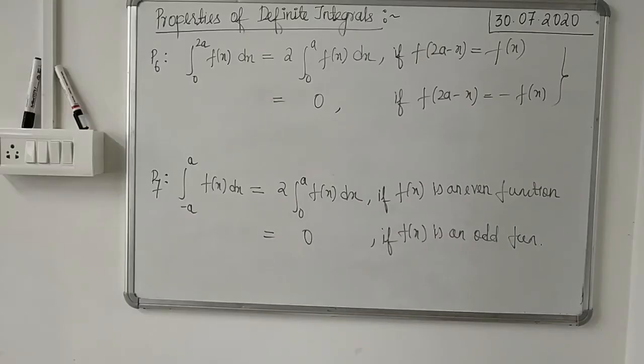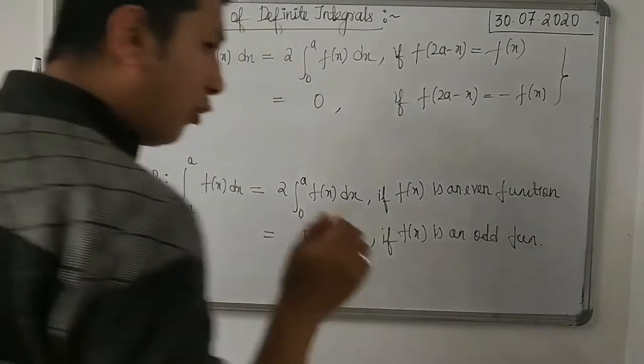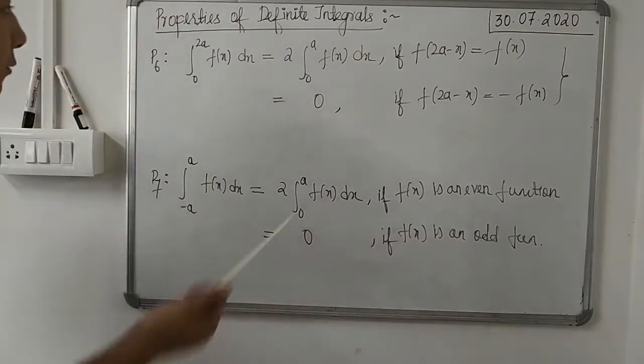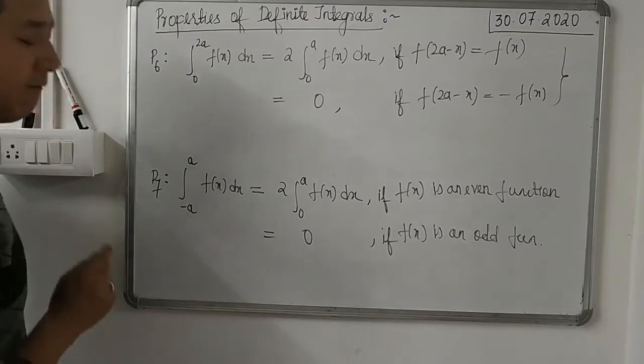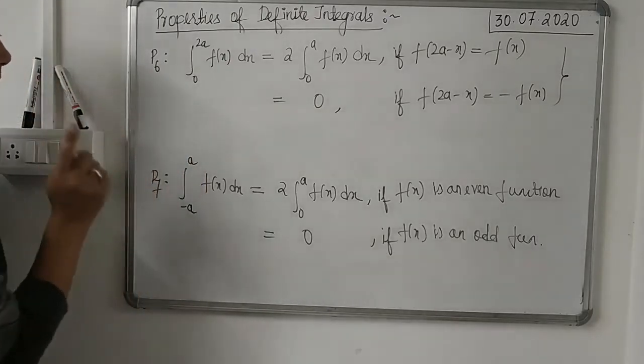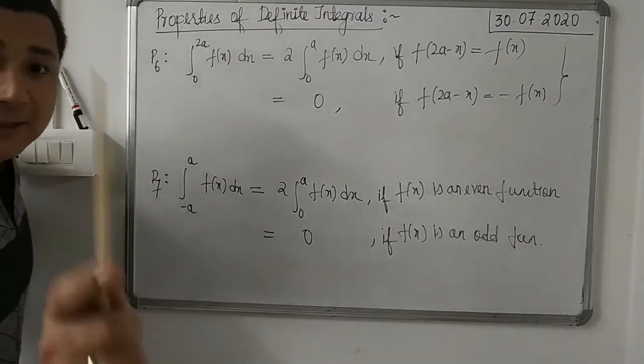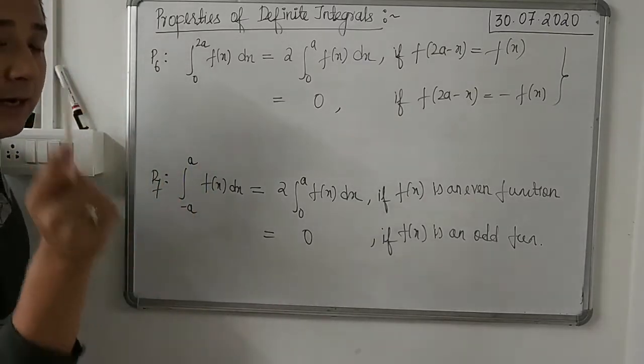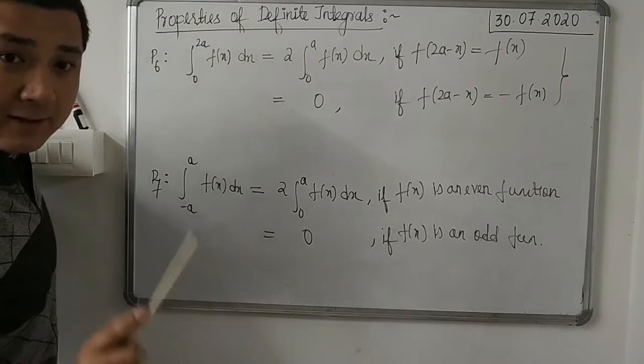Alright, the next one, that is P5. I'm not going with P5 because P5 is not so important. Okay, I'm straight away moving to P6 and P7. Now P6. If you have to use P6, remember that P6 starts from 0 to 2a. Now you have to be focusing on the limits as well.